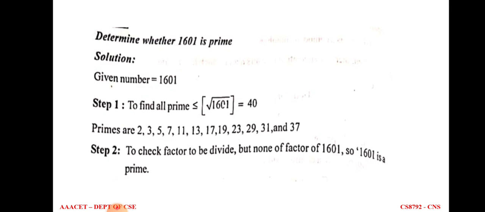In the second step, we have to check whether any of these factors divides the number 1601. We start with the prime number 2. 1601 is not divisible by 2, and 3 can't divide, and 5 can't divide, and 7 can't divide, and so on up to 37. 1601 is not divisible by any of these prime factors which are less than 40. So if the number satisfies the two steps, step 1 and step 2, then the given number is a prime number. So 1601 is a prime number.